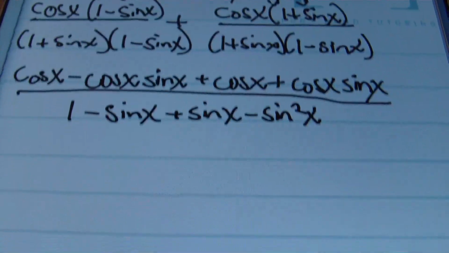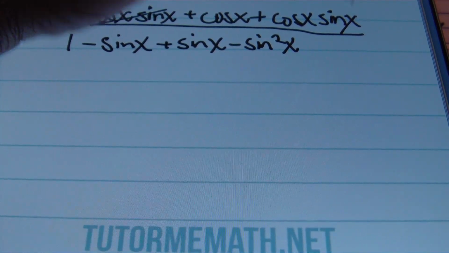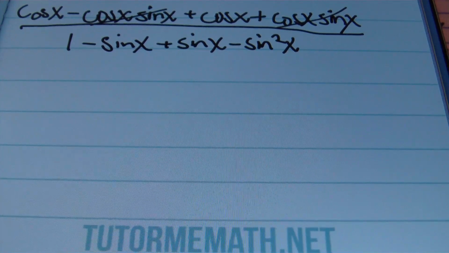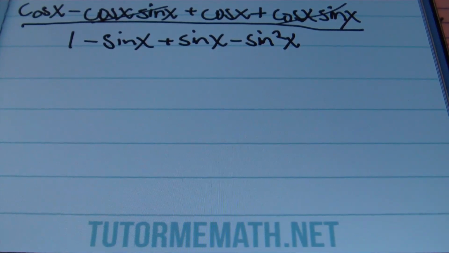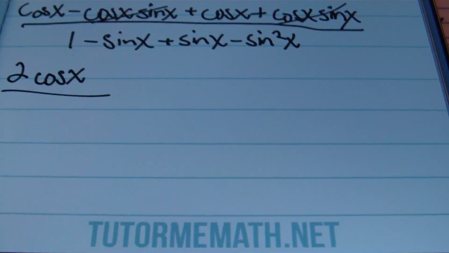From here, you should recognize that what we have now in the numerator are additive inverses. We have opposites. In other words, we can cancel out that cosine x sine x. I have a negative and a positive version of that term. They cancel out to 0. And in the numerator, what we have left is cosine x plus cosine x. That gives me 2 cosine x.